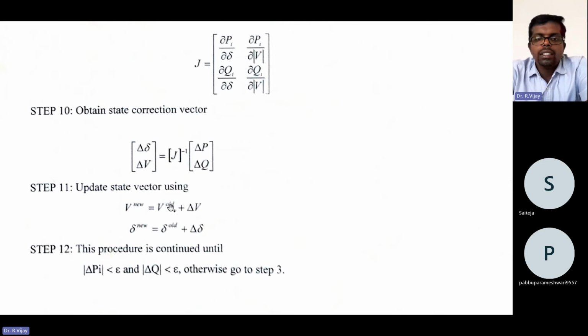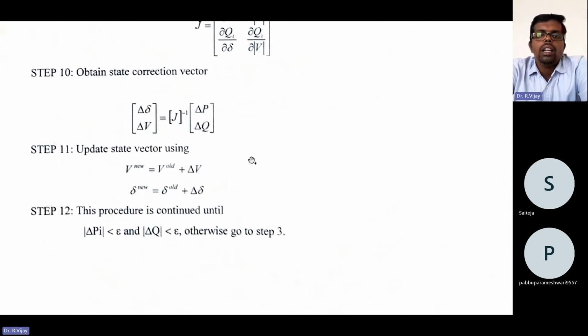That's all. All the programming skills are yours, and how you take the input and how you take the output is all user defined. So this is the algorithm for the Newton-Raphson.